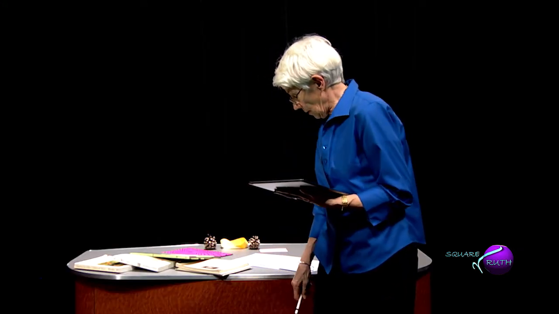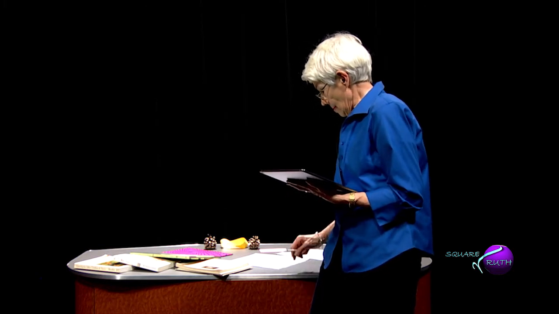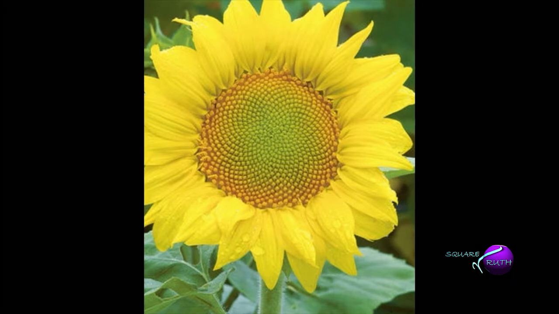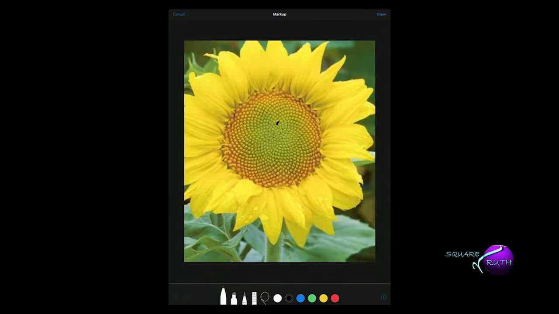All right, look at what we see here. We see the heart of a flower. It's a sunflower. And you're going to see things in arches. Arches that go clockwise and counterclockwise. I'll mark one of these.